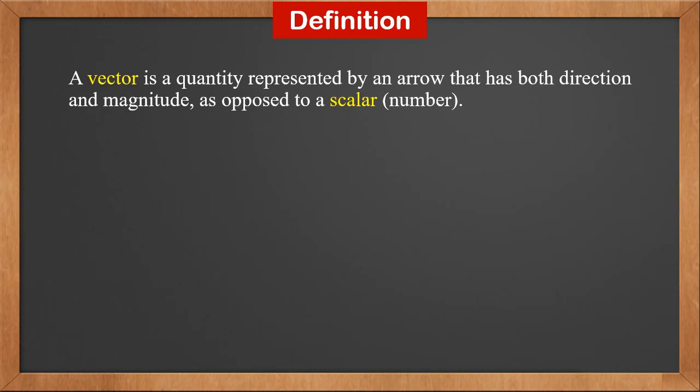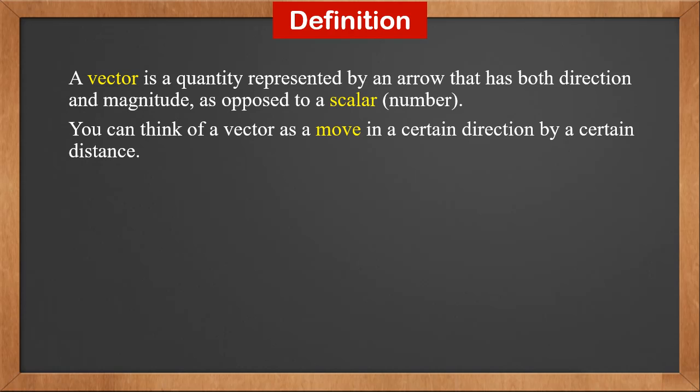A vector is a quantity represented by an arrow that has both direction and magnitude, as opposed to a scalar. A scalar is just a number. It doesn't have any direction. You can think of a vector as a move in a certain direction by a certain distance.